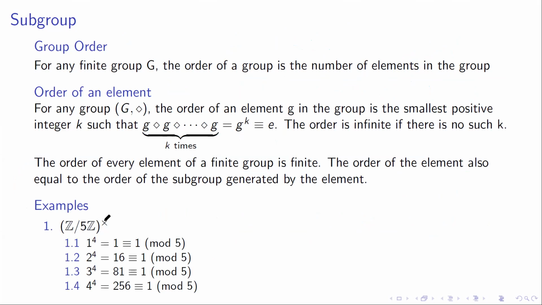Integers modulo 5 under multiplication. You see that this is a finite group, and sure, there really exists a positive integer k such that for every element, when you raise it to the power k, it will be equal back to the identity element 1. I think this is a very special, very interesting thing to know.